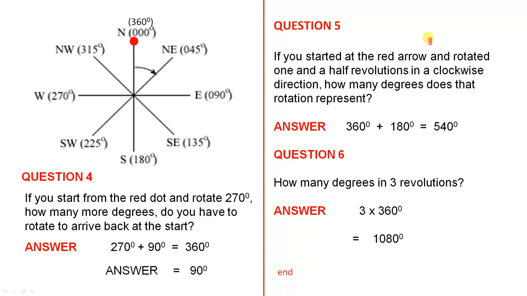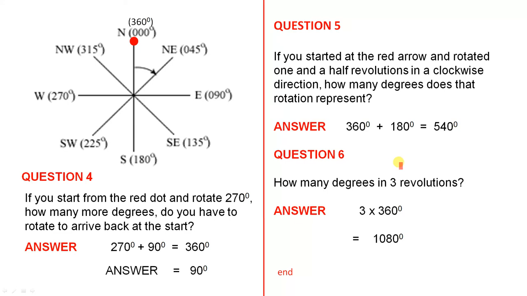If you started at the red arrow and rotated 1.5 revolutions in a clockwise direction, how many degrees does that rotation represent? So it's 1.5 revolutions. So we start here, we go 1 revolution, that's 360. Another half is 180. 360 plus 180 is 540 degrees.